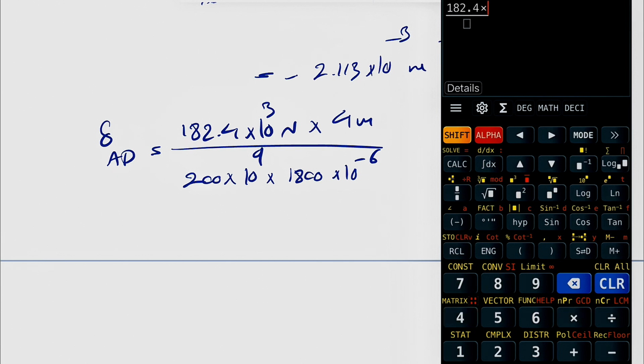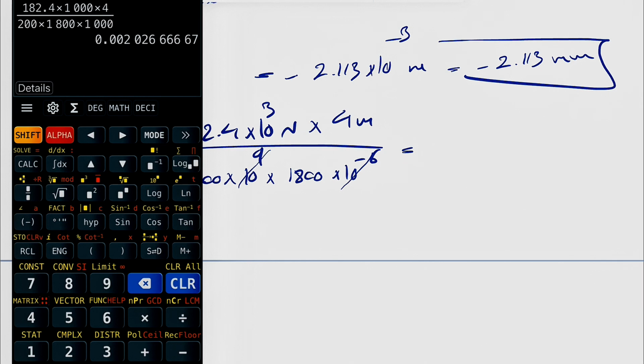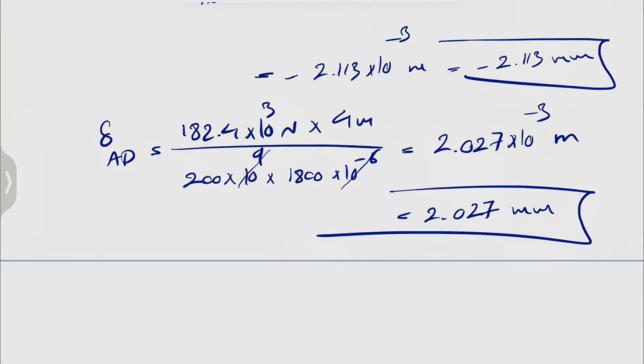So 182.4 times 1000 times 4 divided by 200 times 1800 times, again, 1000. We're going to cancel out these two. This is going to give us 2.027 times 10 to the minus 3 meter, or 2.027 millimeter. And that's going to be the final answer for this question.